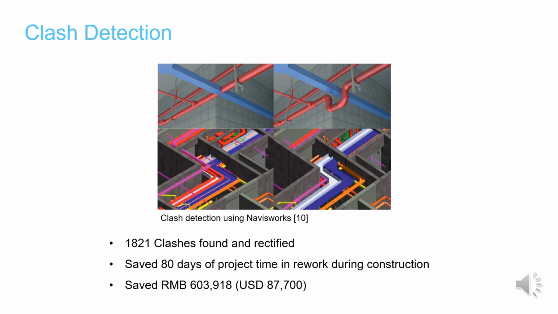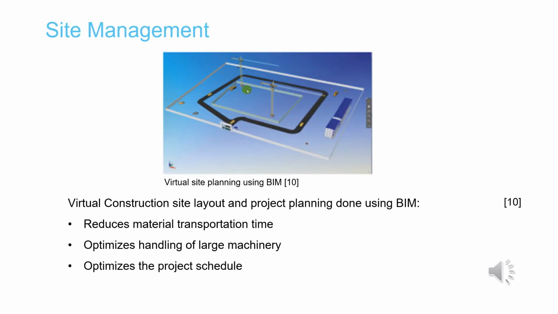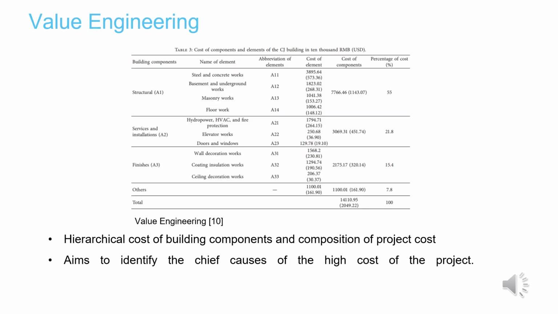This led to a savings of 80 days of project time and an equivalent of $87,000 in rework. Also, the construction site layout was planned in advance by using BIM. This was done to reduce costs by reducing material transportation time, optimizing handling of large machinery that would ordinarily increase costs, and optimizing the project schedule. Using the data gained from BIM, the project team were able to use value engineering to build a hierarchical cost of building components and the composition of the project costs. This enabled them to identify the chief causes of the high cost of the project and attend to them appropriately.